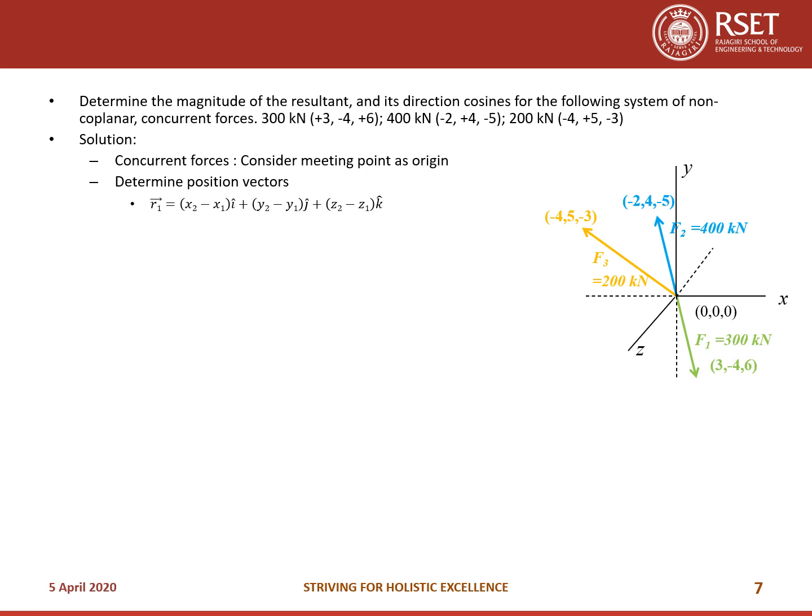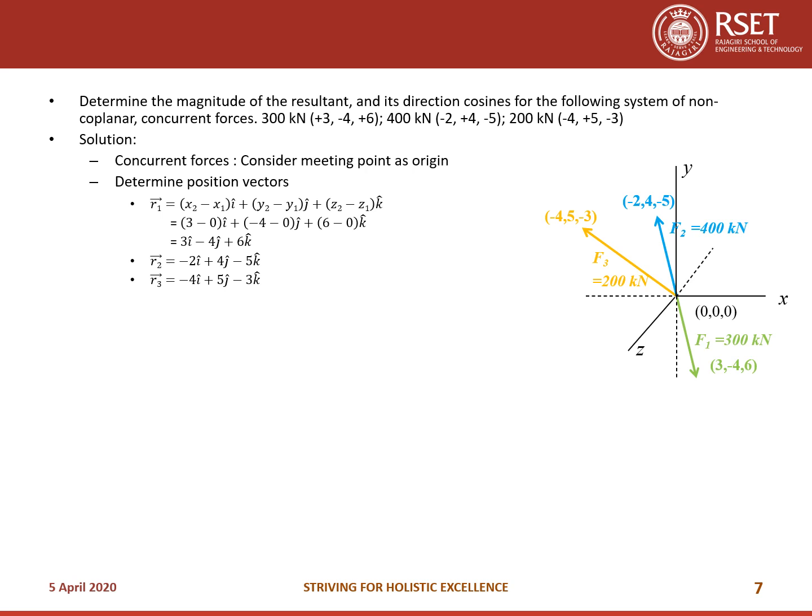So first is to determine the position vector. How will you determine the position vector? Position vector of 1 starts from the origin and ends at the point 3, minus 4, 6. So x2 minus x1 means 3 is x2 and x1 will be 0. Similarly, minus 4 is y2 and y1 will be 0, and 6 is z2 and z1 will be 0. So you will get 3 minus 0 into i plus minus 4 minus 0 into j plus 6 minus 0 into k, or it is 3i minus 4j plus 6k. Similarly, you can find R2 and R3. So you got the position vectors.